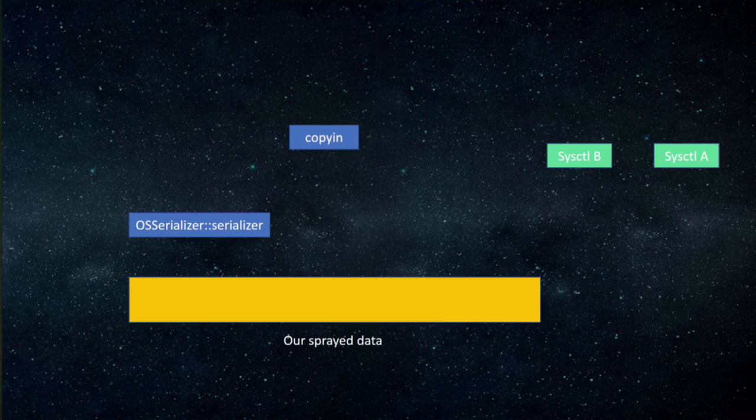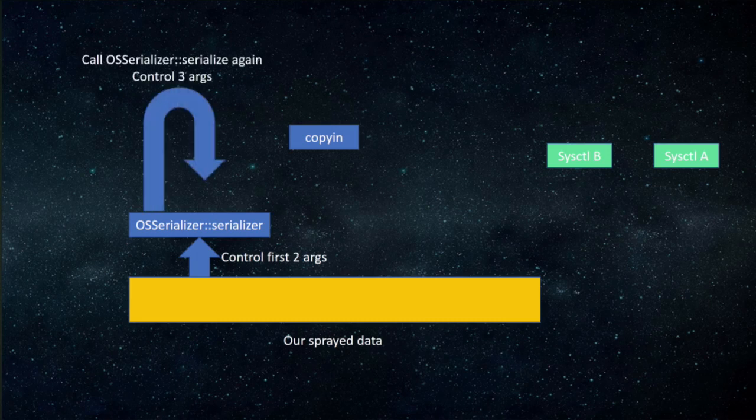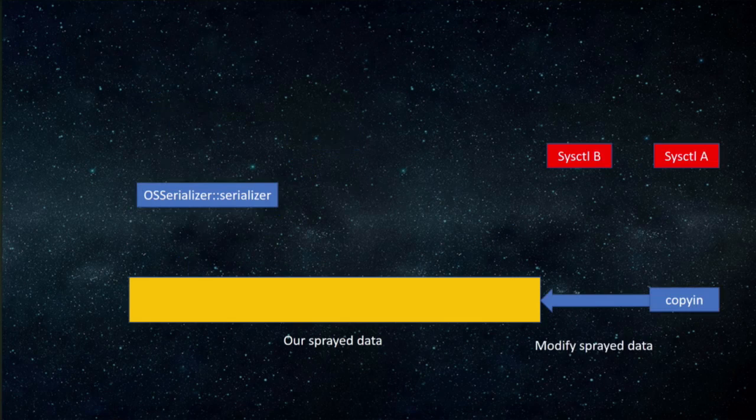So the way it looks is, first of all, we have 2 valid sysctls. From our first call, we call OSSerializer. We control only the first 2 arguments. We call OSSerializer again. This time we control 3 arguments. We call from that again using those controlled 3 arguments. We call copyin, which overrides those 2 sysctls.